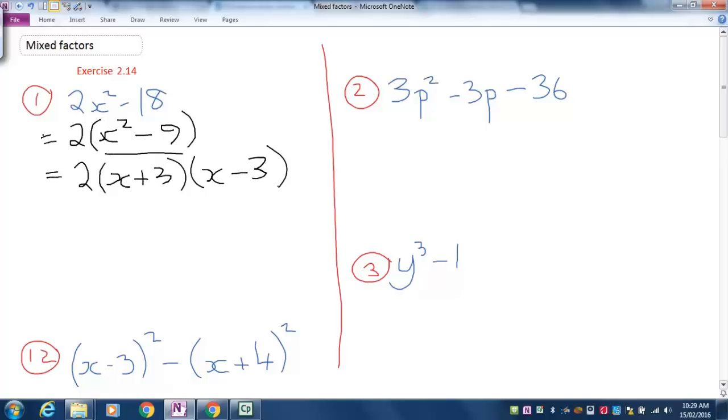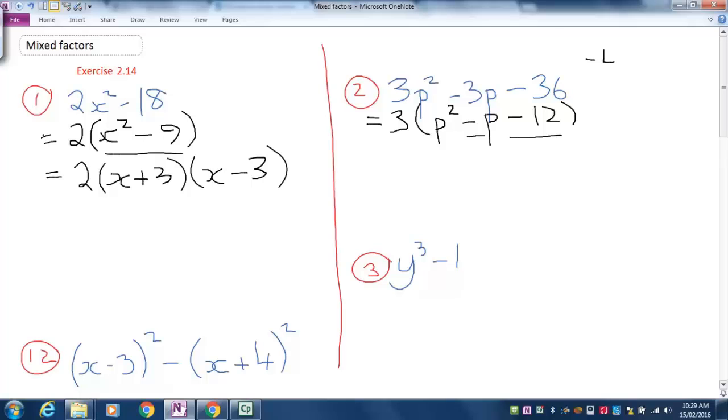For number 2, I'll start by taking the 3 outside the brackets, and then I need to have a look to see if it can be further factorised. So taking that 3 out gives me a p squared minus p minus 12 inside the brackets. Now to see if this bit that's in the brackets can be factorised, I need to decide whether there are any numbers that will multiply to give me negative 12 and also add to give me negative 1.